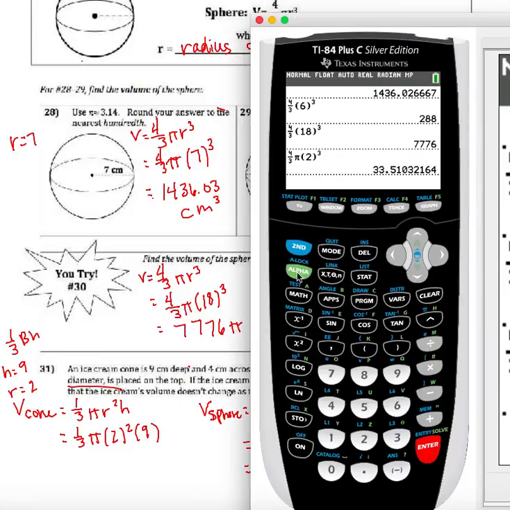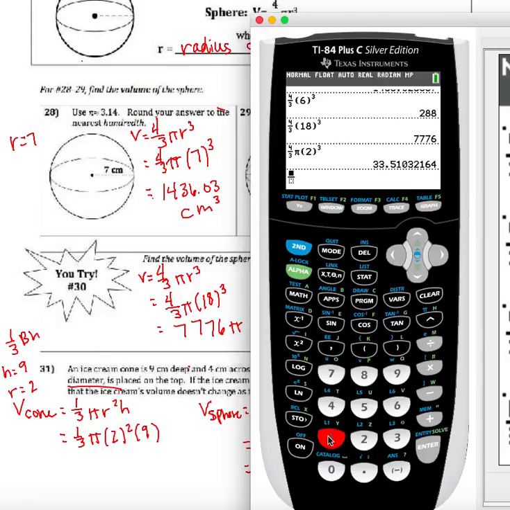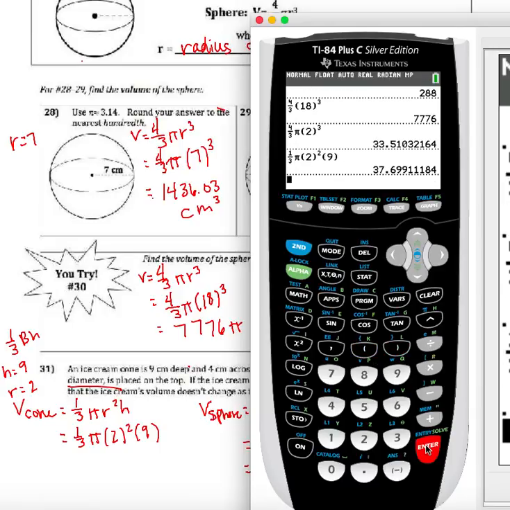So plug all of that into your calculator. Alpha y equals, to get your fraction, you're going to do 1/3. Make sure you get out from underneath your fraction and then do second caret. Then you're going to do 2 squared times 9, and then enter. That gives you 37, we'll say 37.7.